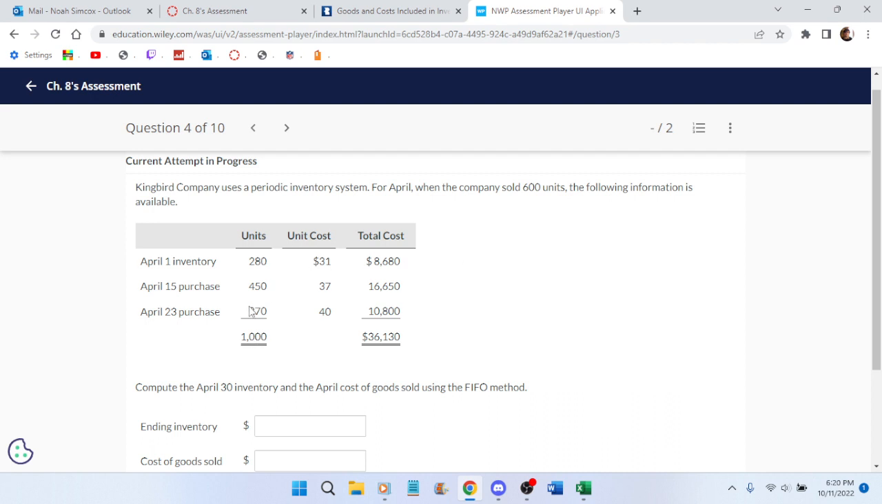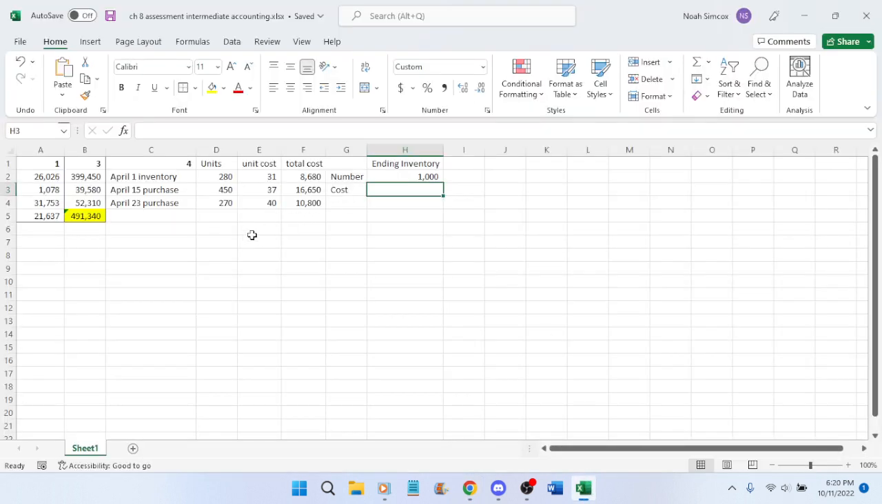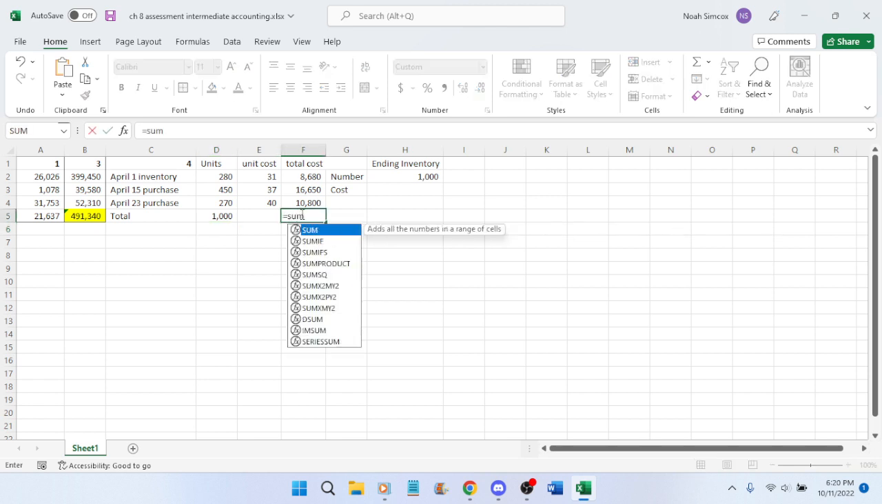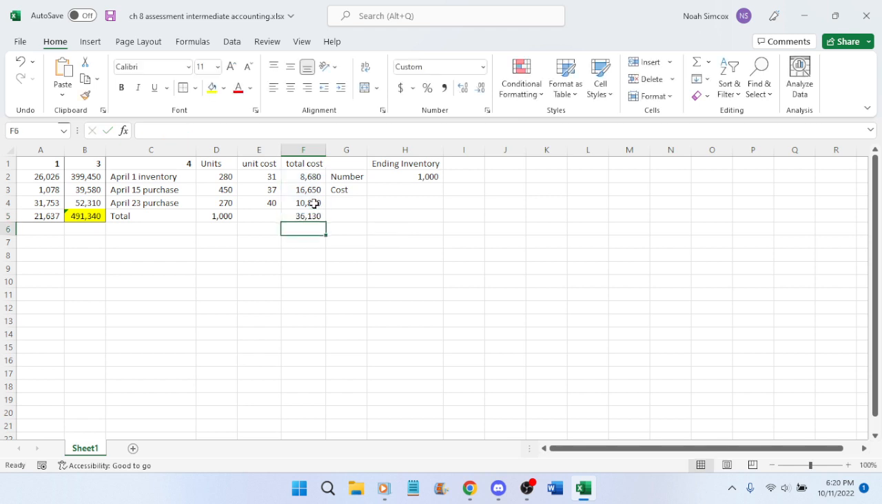I am such an idiot. They already calculated the total number of units and the total cost. Stupid idiot. Man, I'm stupid. God. My God. Okay. So basically, FIFO, there's ending 1,000.